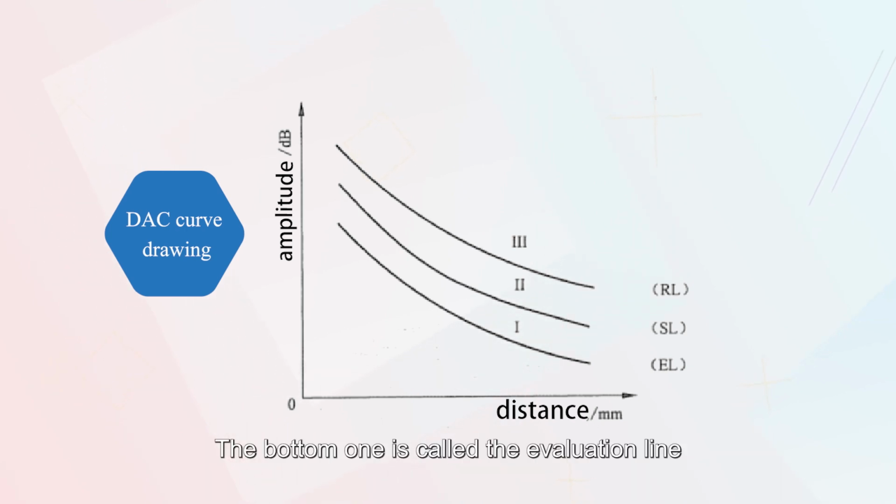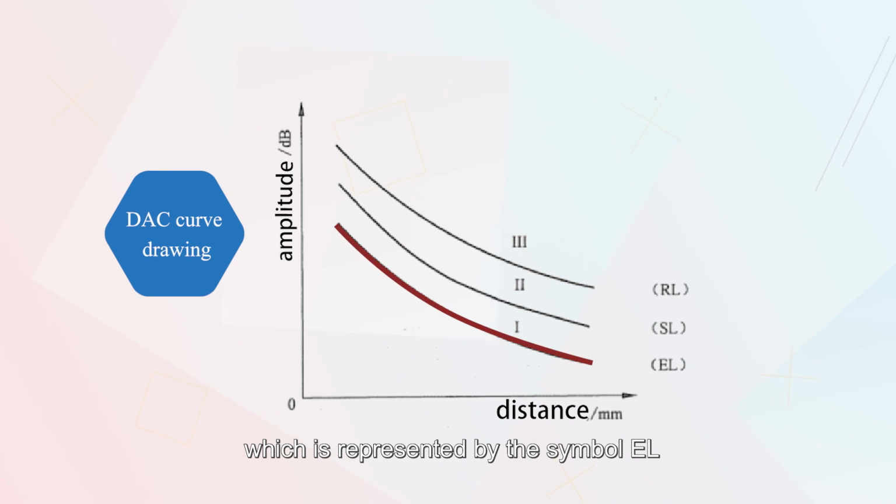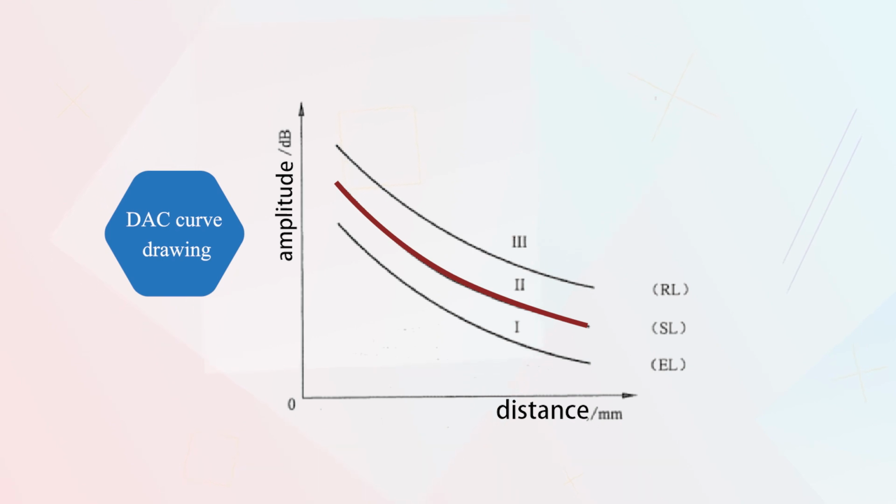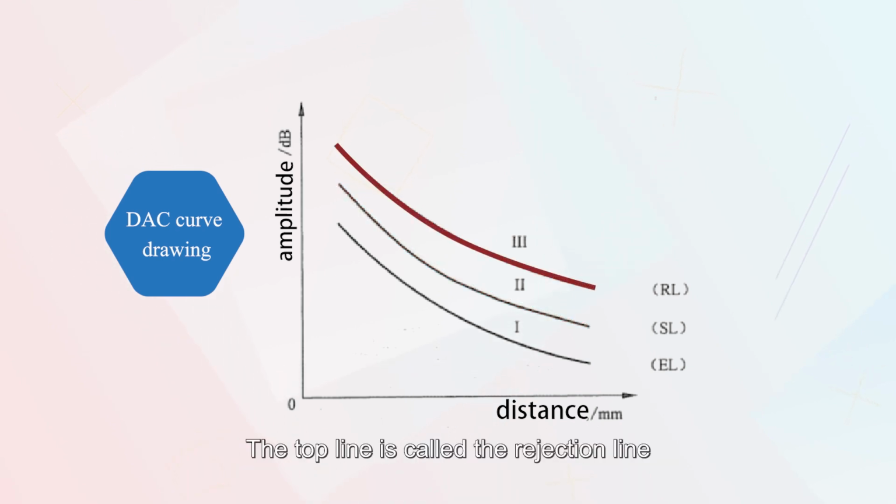The bottom one is called the evaluation line, which is represented by the symbol EL. The middle one is called the quantitative line, which is represented by the symbol SL. The top line is called the rejection line and is represented by the symbol RL.